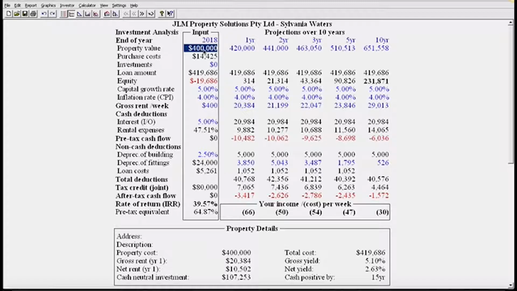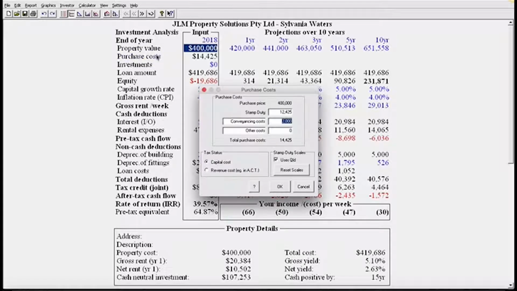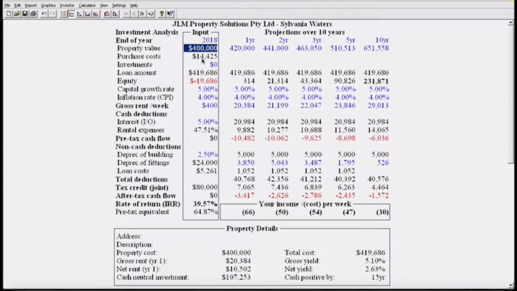So let's move forward. So imagine you bought something for $400,000 and we need to put in some stamp duty and conveyancing costs. Now, remember, when you buy as an investment, you're not going to be able to claim the stamp duty because you're buying as an investor. To get all the stamp duties around the country at the moment, you're going to need to live in it. All right, so we factor in $14,000.